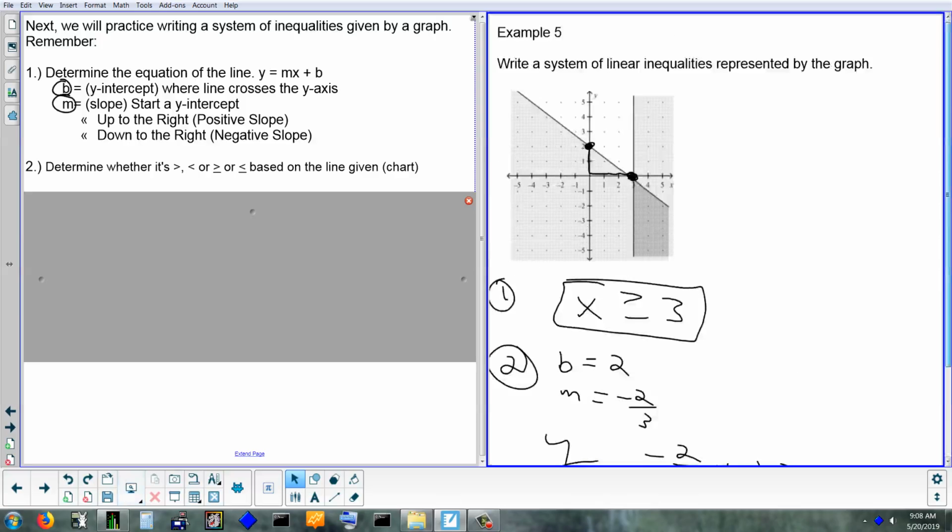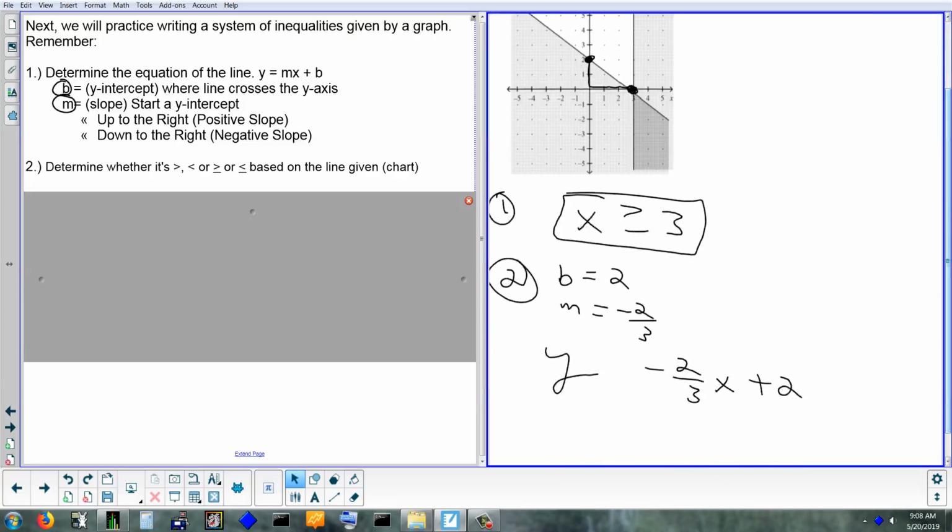Now, did we shade above or did we shade below? Below. What kind of symbol is below? Less than or equal to. Could be a less than or equal to, or could be a less than. Which is it this time? Less than. Why? Because the line is not dotted.